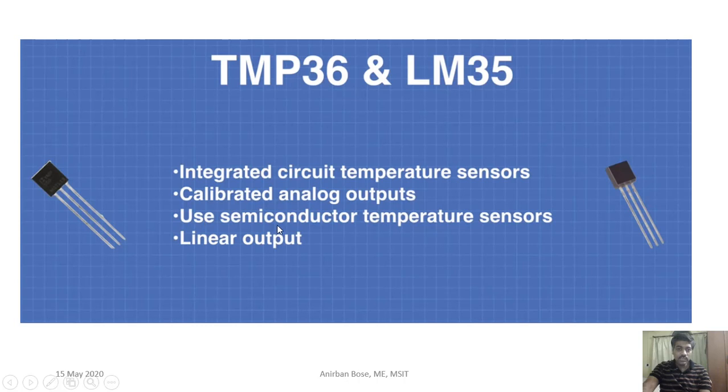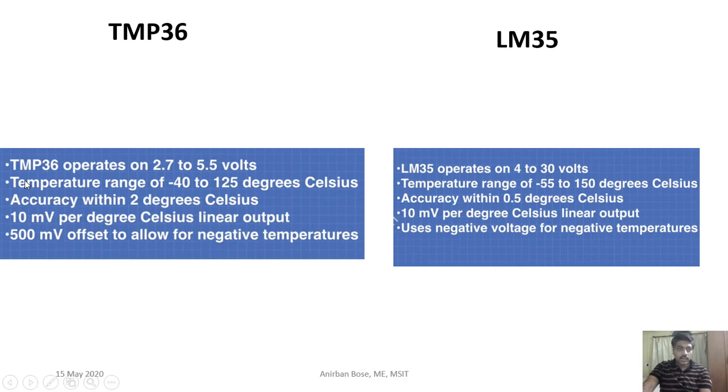The TMP36 operates on 2.7 to 5.5 volts, the temperature range is -40 to 125 degrees centigrade, accuracy within 2 degrees Celsius, and 10 millivolt per degree Celsius linear output. This is the most important information that you have to remember: 10 millivolt per degree centigrade. This is the relationship with the degree centigrade. And a 500 millivolt offset to allow for negative temperatures. We'll see what this is.